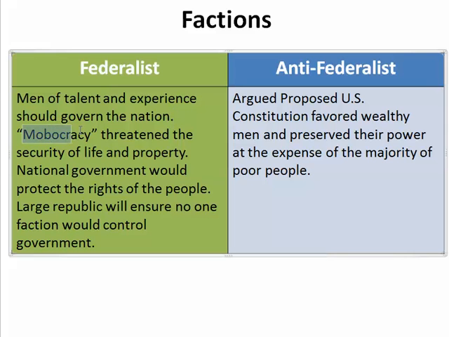And they said that a mobocracy, that is the majority of the landless, people who didn't have money or property, threatened the security of life and property of those who did, and that a national government would protect the rights of the people, both with and without land. A large republic would ensure that no one faction would take control of the government.